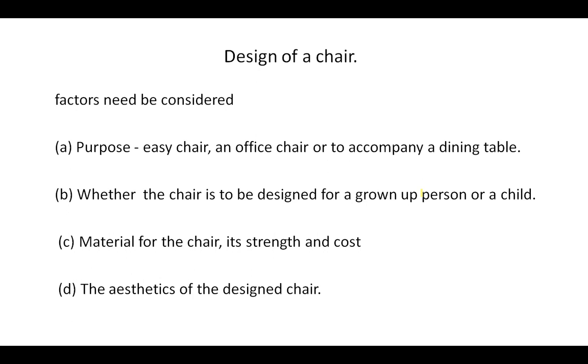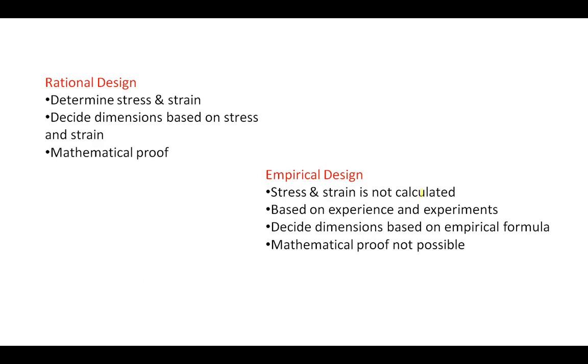Now we will see that there are two types of design. First type is rational design. Rational design includes determining the stress and strain. While designing, you will calculate the stress and strain that is occurring in the component, and based on those stresses and strains, you will finalize, or decide, the dimensions.